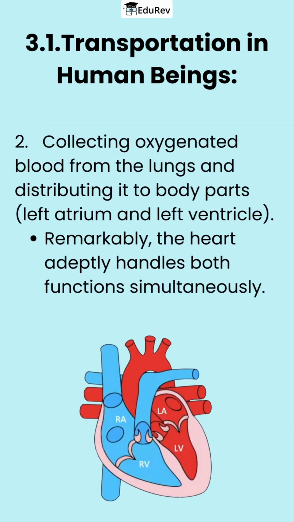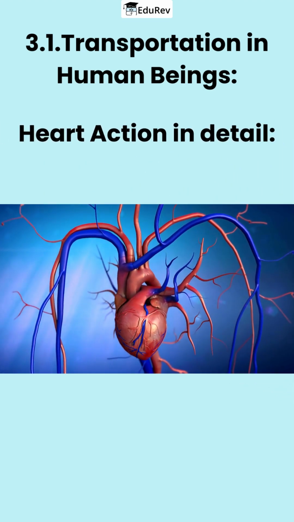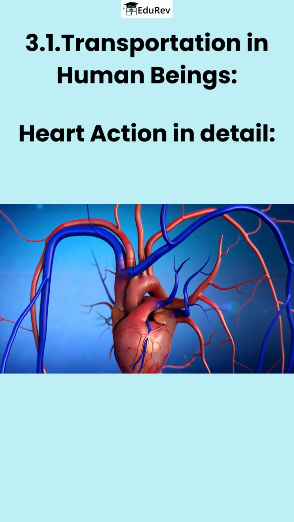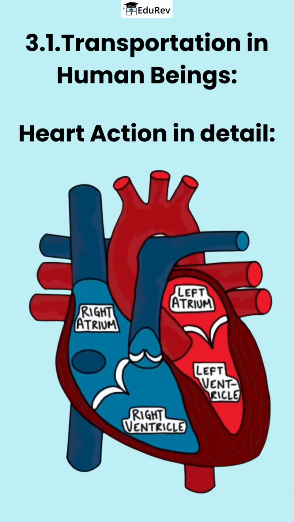It performs 2 distinct functions. Collecting deoxygenated blood from the body and sending it to the lungs: right atrium and right ventricle. Collecting oxygenated blood from the lungs and distributing it to body parts: left atrium and left ventricle. Remarkably, the heart adeptly handles both functions simultaneously.